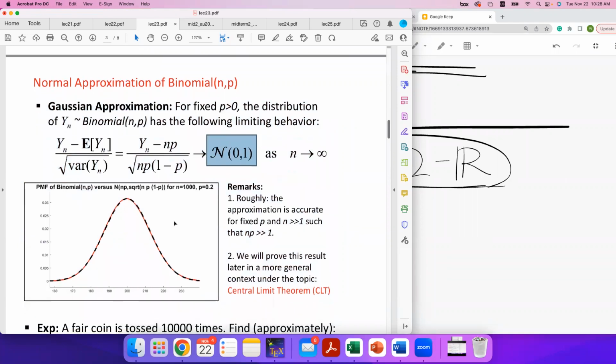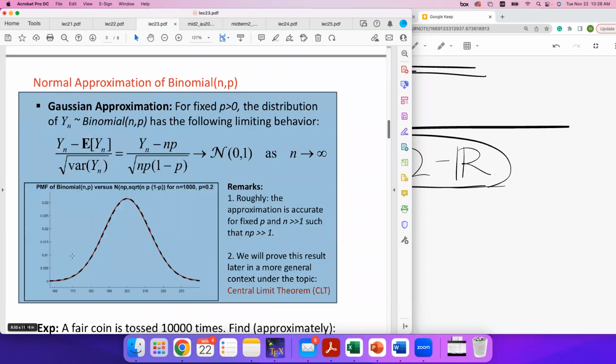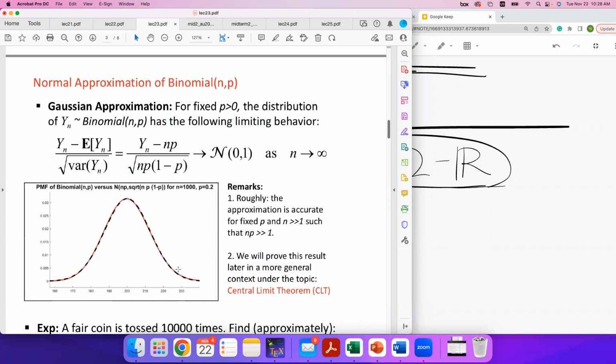And in fact, this can be verified empirically. For n equals 1,000 with 20% success rate, this is the normalized PMF. I think there are two curves. The solid curve is the normalized distribution of this one, and the dotted curve is the standard normal distribution. They match exactly.